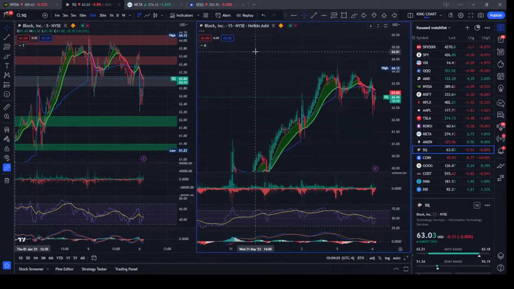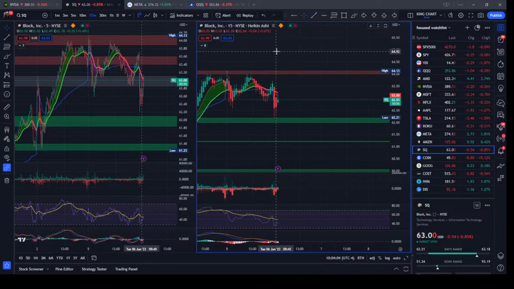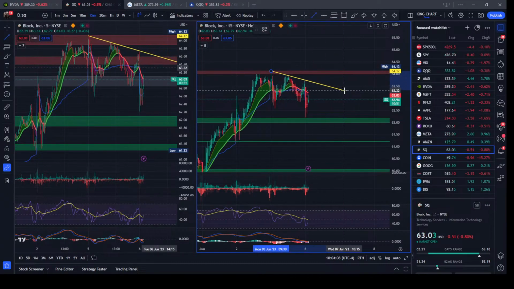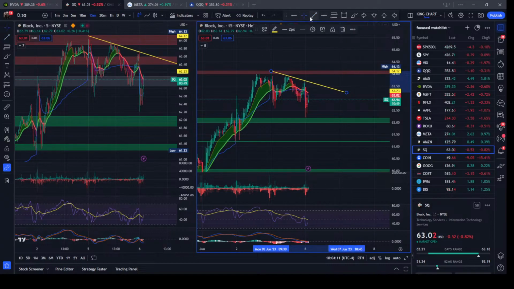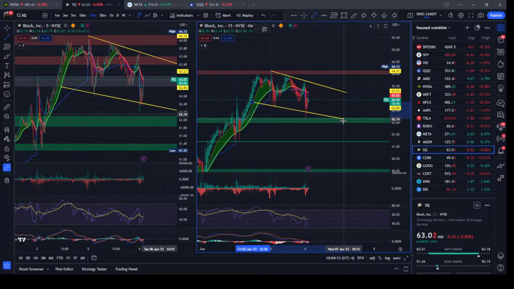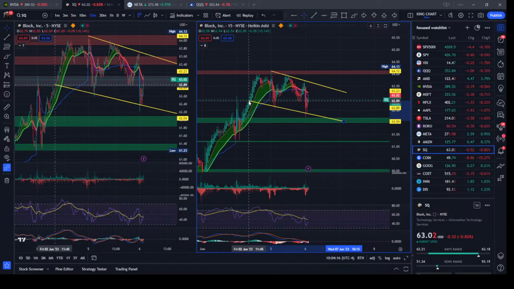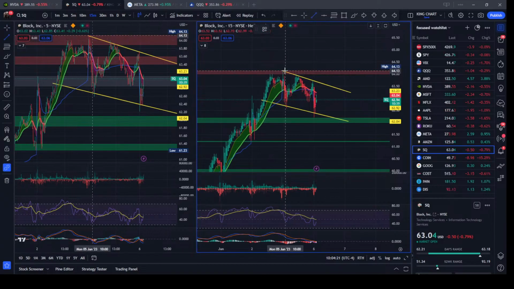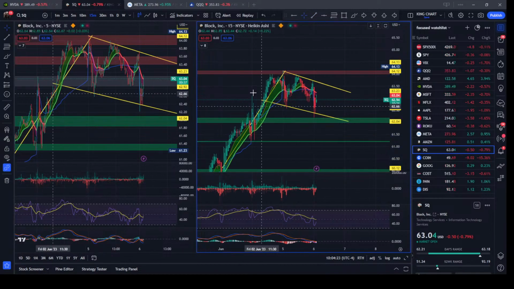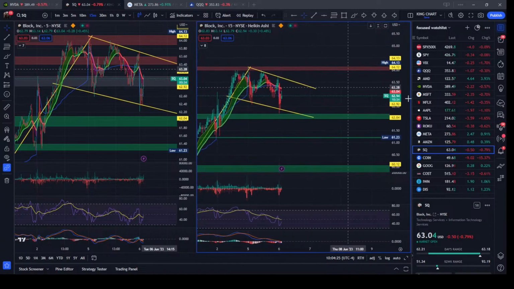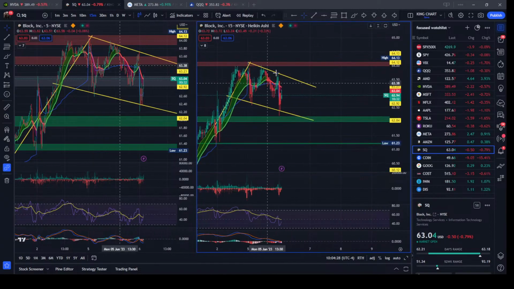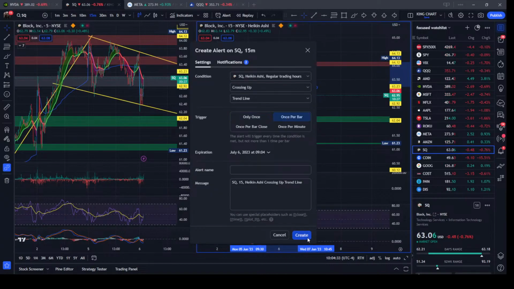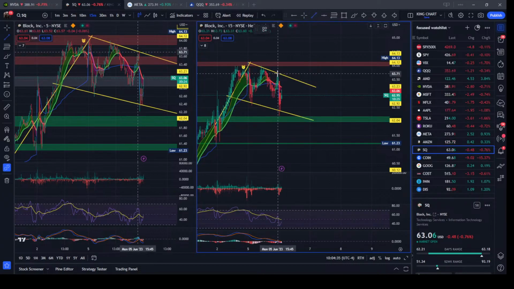Oh, Block or Square actually looks really good. This actually looks like a bull flag. So you can actually grab it from here, grab it from here. Yeah, look at that, from a huge upside push. So this looks very bullish. Once we break above this trend line, calls will work. I'm gonna just measure the move.